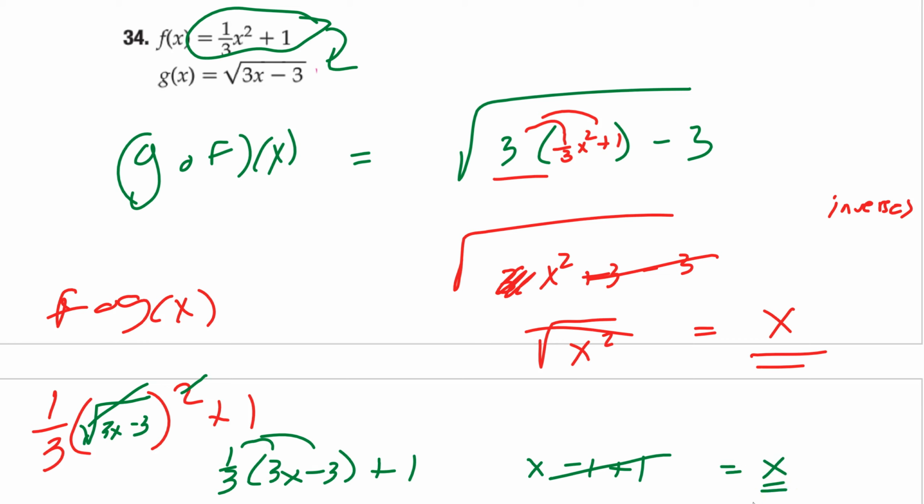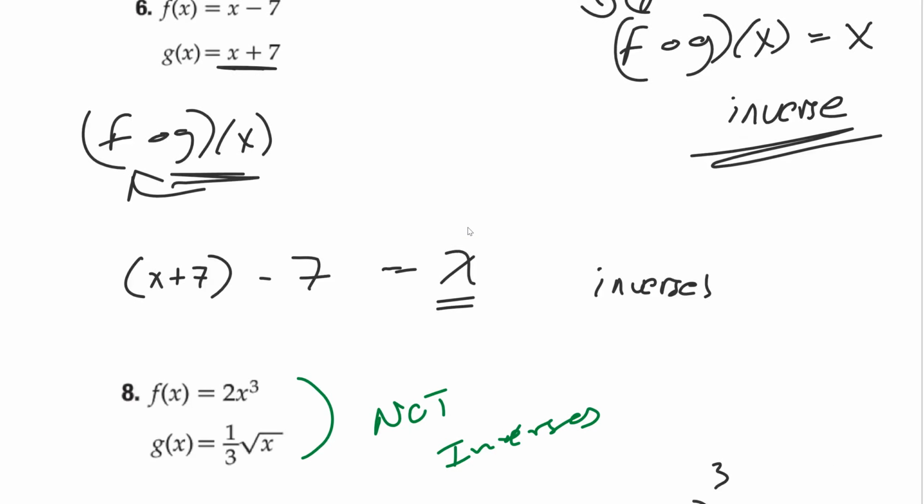So, a nice easy way to tell if they're inverses of each other, just plug them into each other. Do f of g of x. If they cancel out, they're inverses. And that's the lesson.